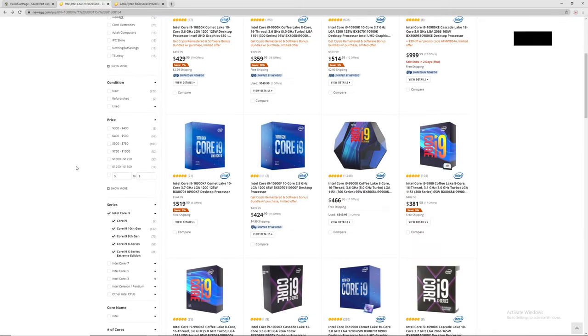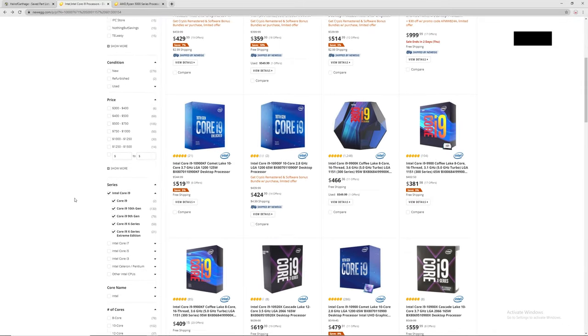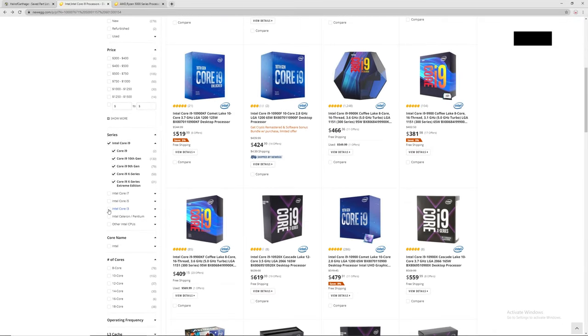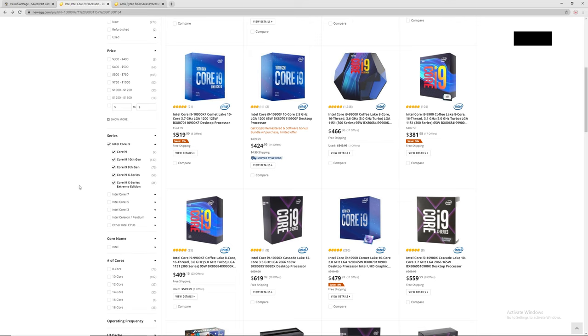So let me explain a few things. For Intel, if you were gonna use an Intel processor for gaming, I suggest you ignore the Core i3. Can you game on an i3? Yes. Are they great at it? No. Unless you were to get an exceptionally good sale on an i3, I don't recommend them.